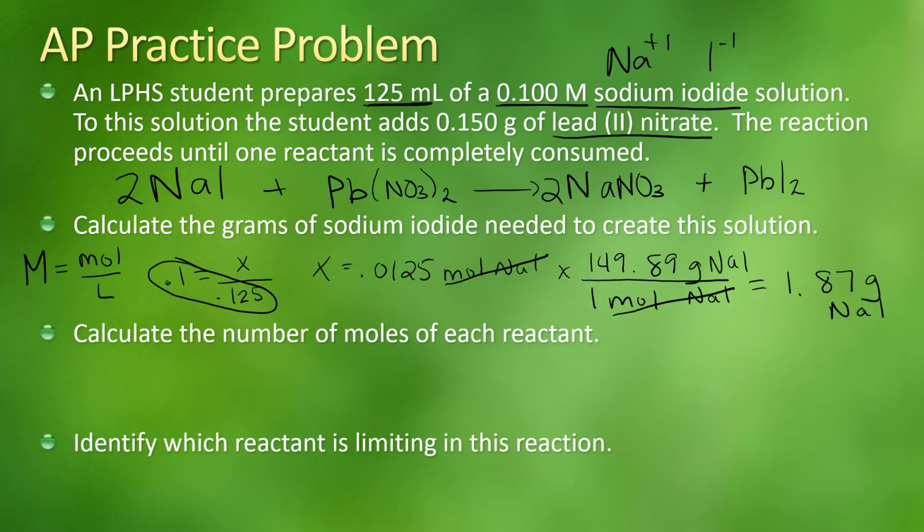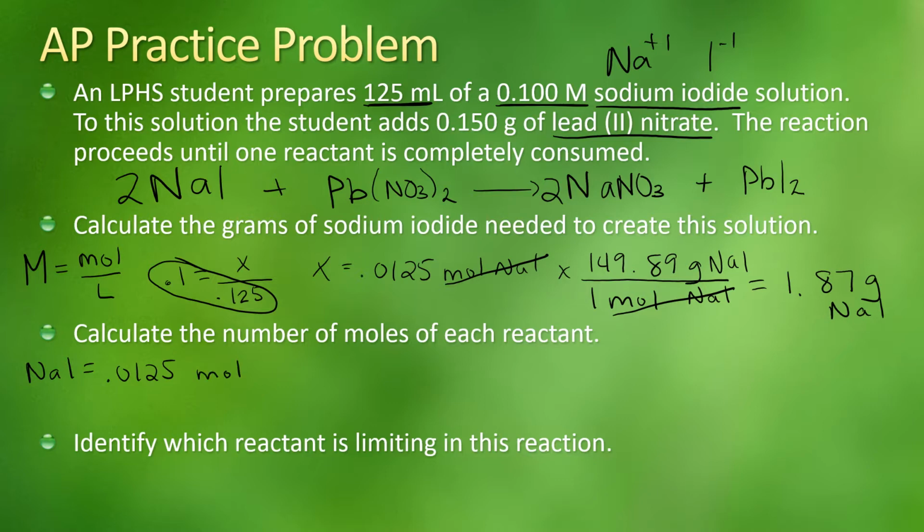I want to know how many moles of each reactant there were. Well, I know how many moles of sodium iodide there were because I just solved that in the problem above. By taking my volume times my molarity, I was able to calculate that there were 0.0125 moles.